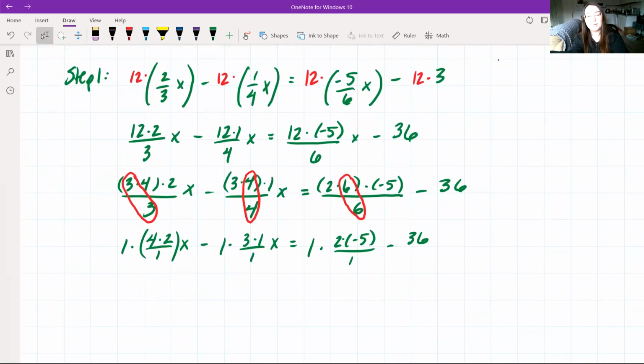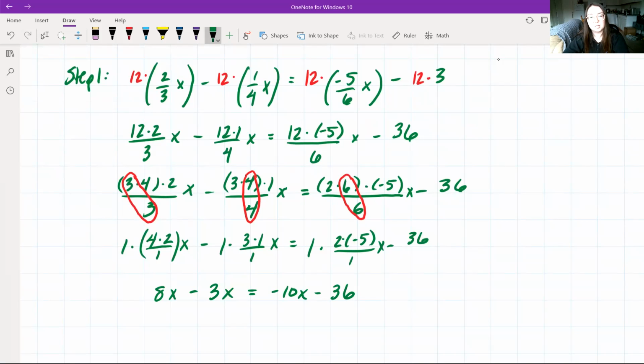So all of our 1s are now going to go away since we know 1 times anything is just whatever we had left over. And since each one of these terms has 1 in the denominator, we know that these are going to be whole numbers, or integers. So 4 times 2 in this case is going to be 8. 3 times 1 is 3, divided by 1 is 3. So we have 8x minus 3x is equal to, and I realized somewhere along the way I dropped this x. Sorry about that. Then we have 2 times negative 5x, which gives us negative 10x minus 36.